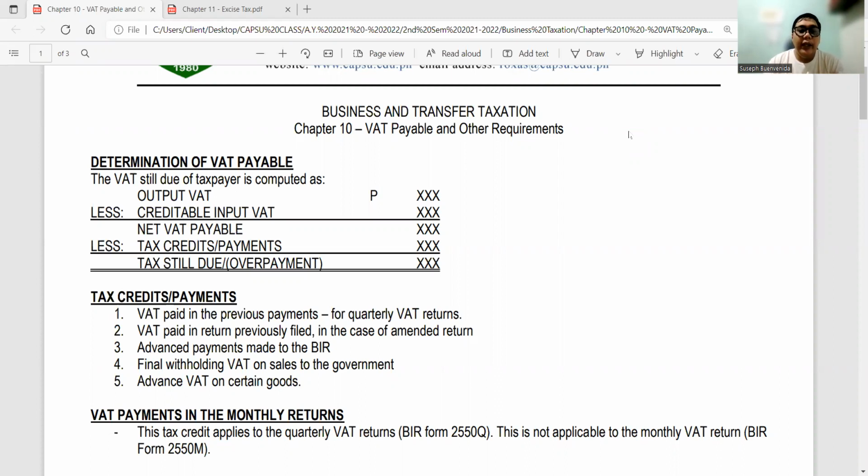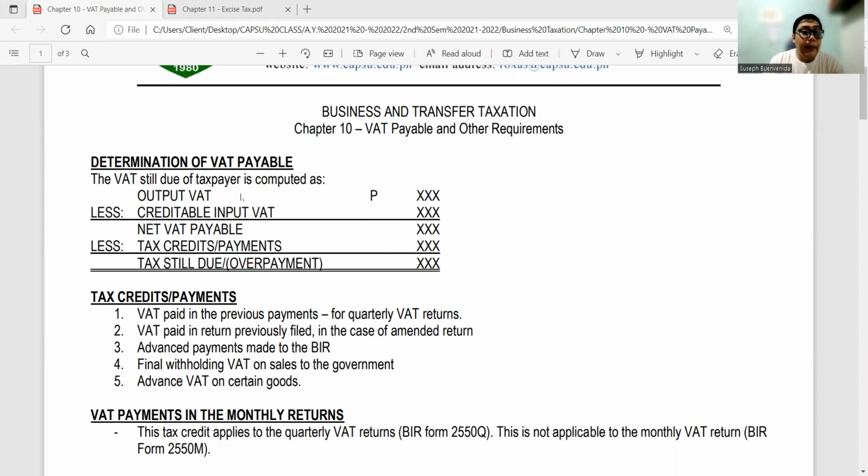And today we are going to discuss the VAT payable. So we are done with the output VAT, then we are also done with the input VAT. So now we are going to the next VAT model content, which is the VAT payable, right? When we say VAT payable, it is output less input, less all the tax credits, then that will be your VAT payable or VAT due for the certain month.